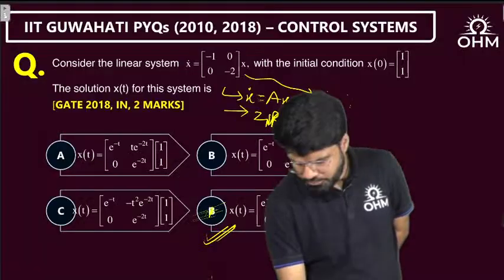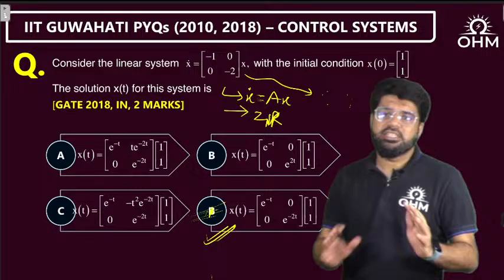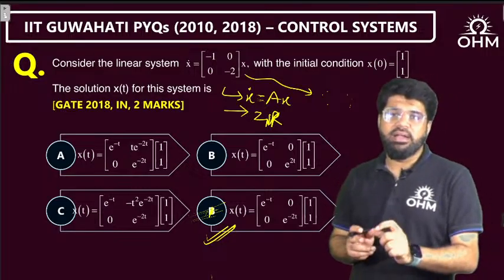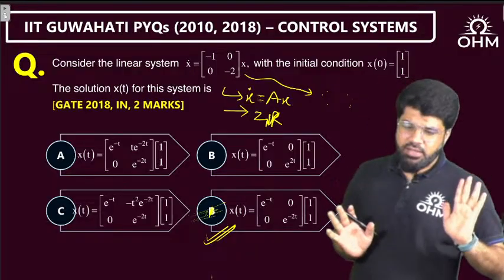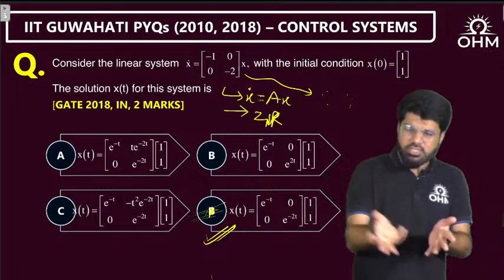Whenever you have a diagonal matrix, the state transition matrix will also be diagonal. Suppose the diagonal elements are a and b. So the state transition matrix will have e^(at), e^(bt). So e^(-1t), e^(-2t) multiplied by x naught. The x naught is directly given in the question. So this one is easy for 2 marks.